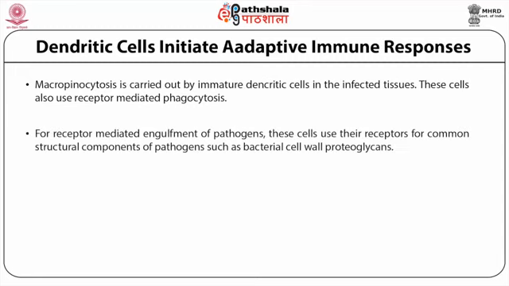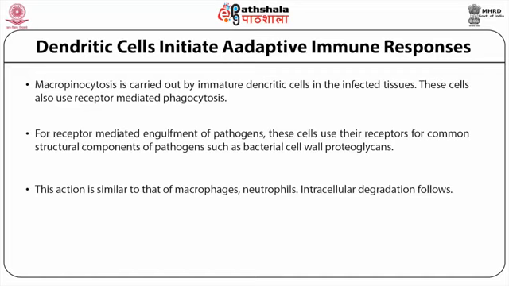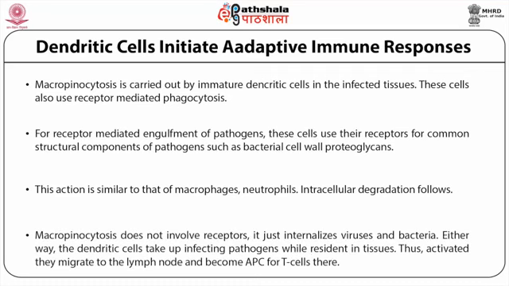For receptor mediated engulfment of pathogens, these cells use the receptor for common structural components of pathogens such as bacterial cell wall proteoglycans. This action is similar to that of macrophages and neutrophils, and intracellular degradation follows. Macropinocytosis does not involve receptors, it just internalizes viruses and bacteria. Either way, the dendritic cells take up infecting pathogens while resident in tissues. Thus activated, they migrate to the lymph node and become APC for T cells there.